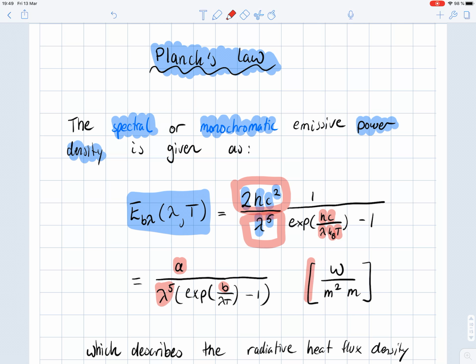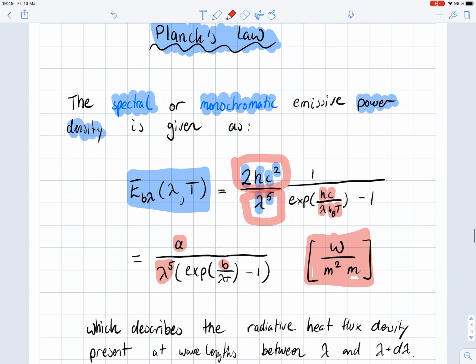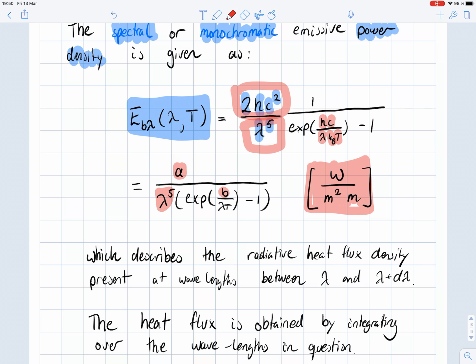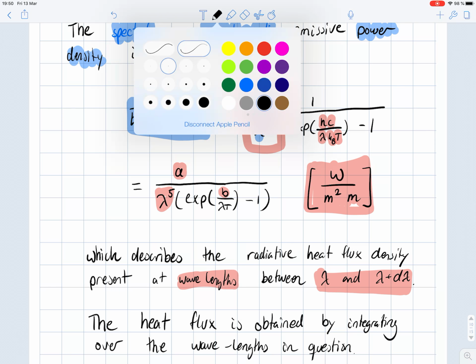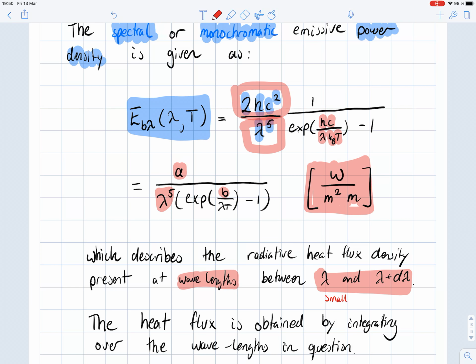The units for Planck's law are watts per square meter per meter. So it's a flux per meter, and this per meter describes a range of wavelength. Particularly, it represents how much energy you have, or how much the energy flux is, between some wavelength lambda and lambda plus delta lambda. So this is essentially a small interval.